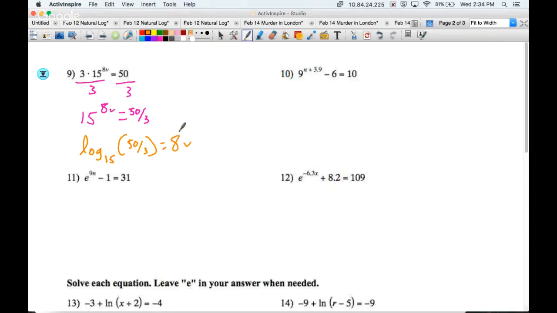Log base 15 of 50 thirds is equal to 1.0389. I'm just going to leave that in my calculator and divide it by 8, and then round this number to 4 decimal points. So not rounding until the very end.